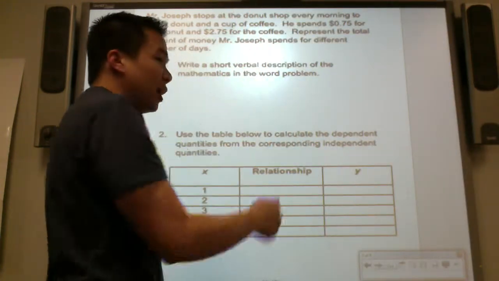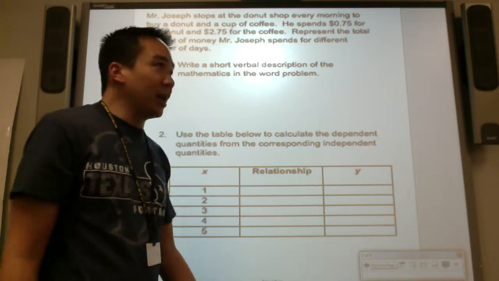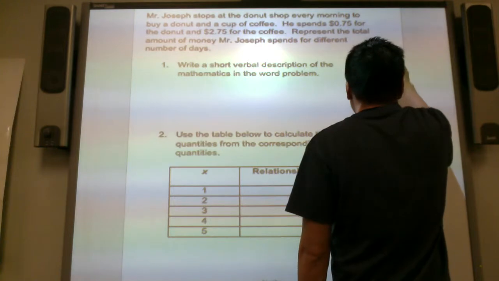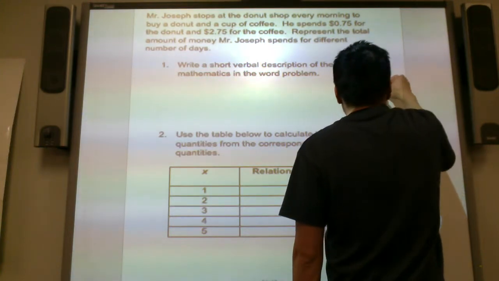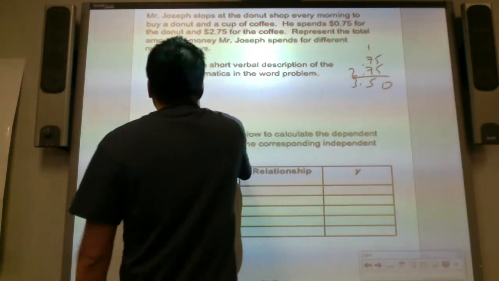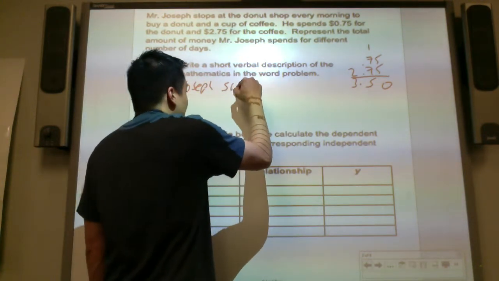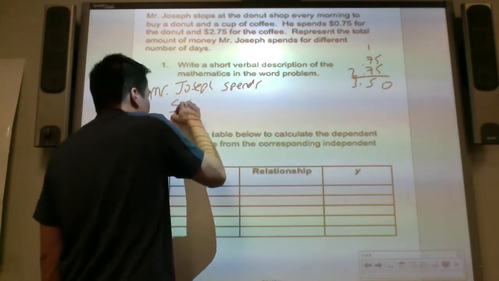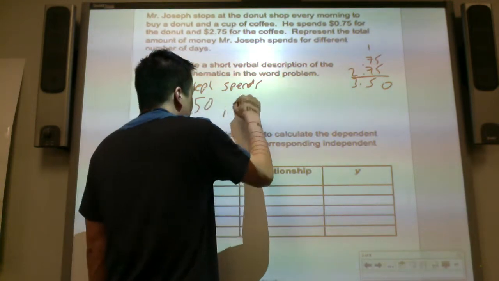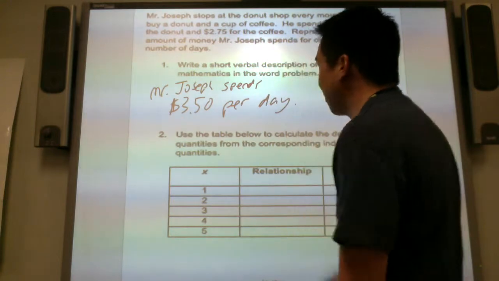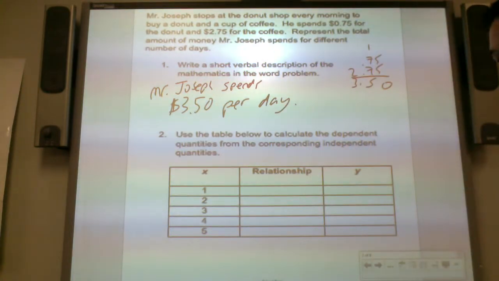So from this, what can you tell me? How much money does he spend per day? If he spends 75 cents and $2.75, it seems as though Mr. Joseph spends $3.50 per day. This is what I can get from this. If I have to get some math, this is how much he spends every day.